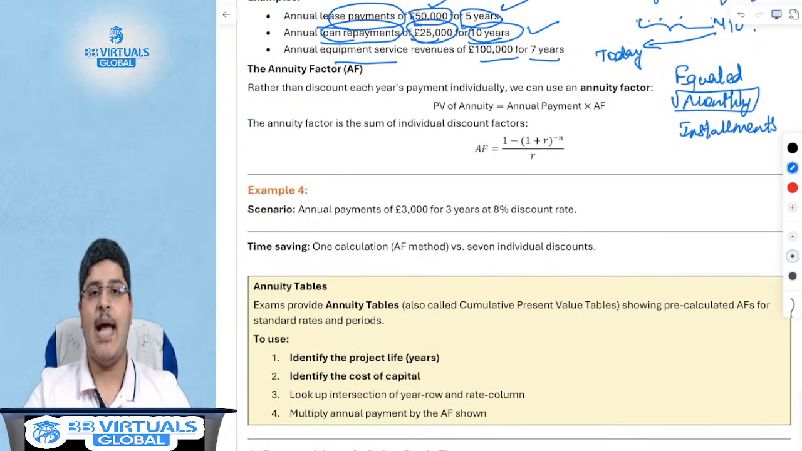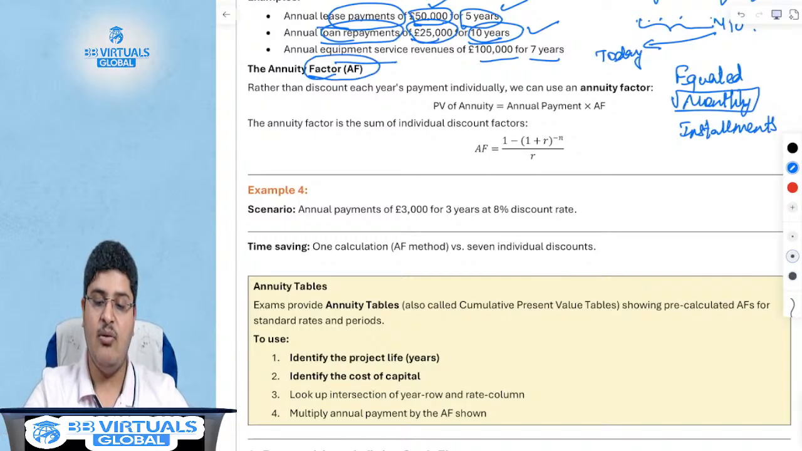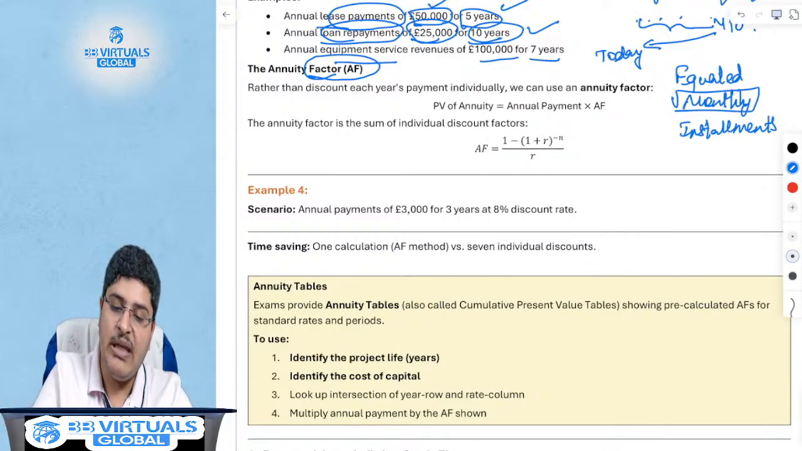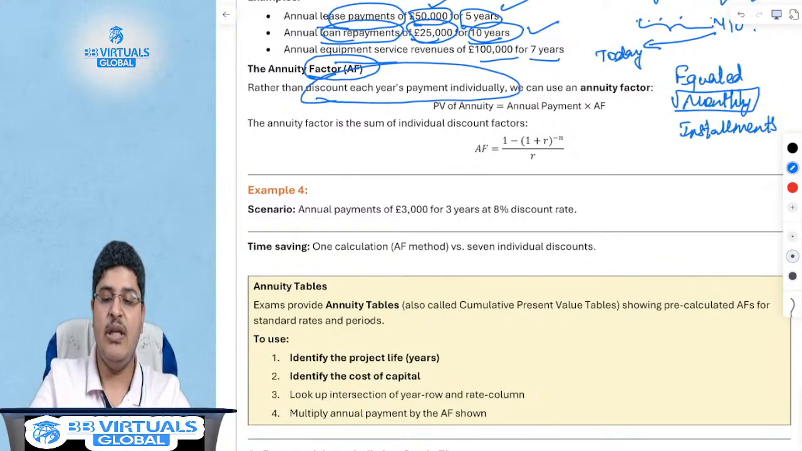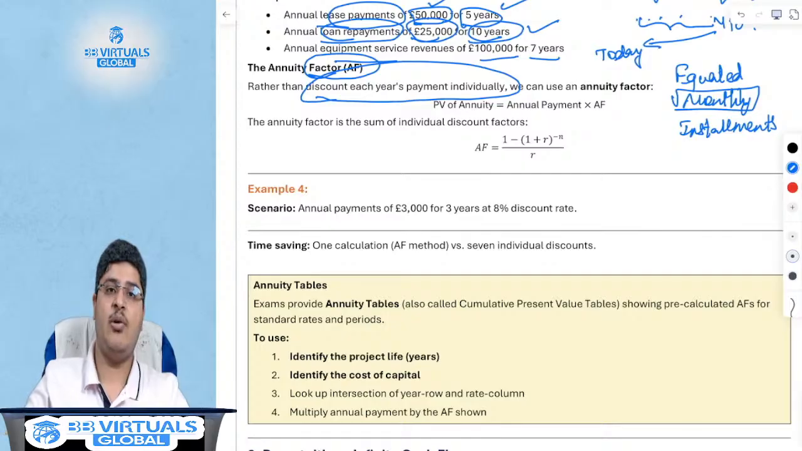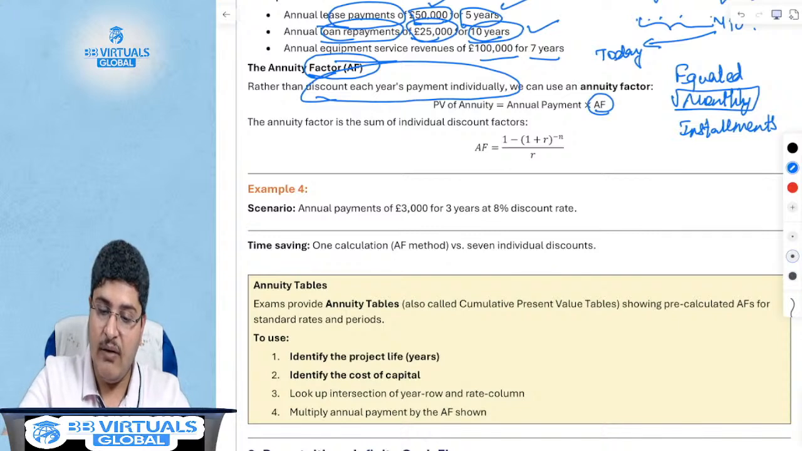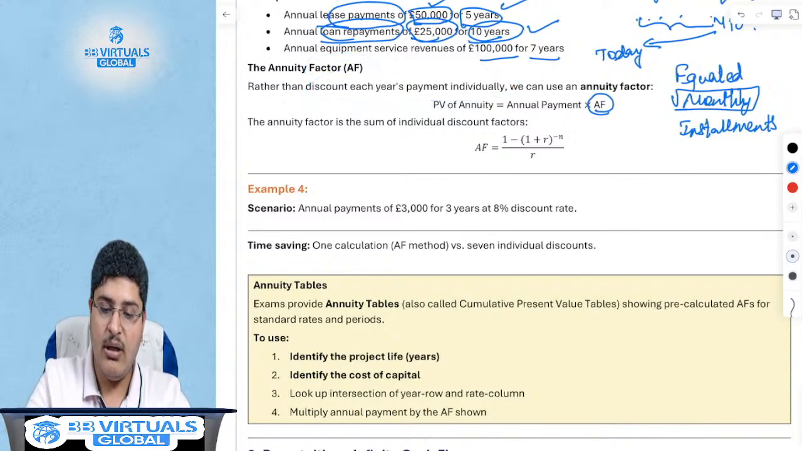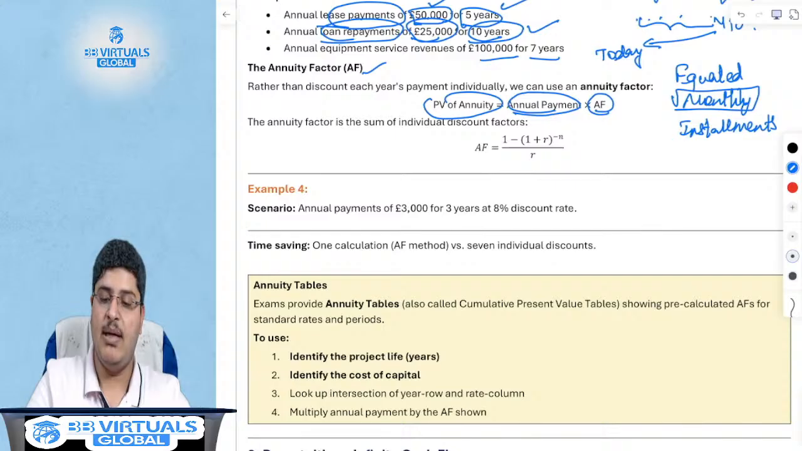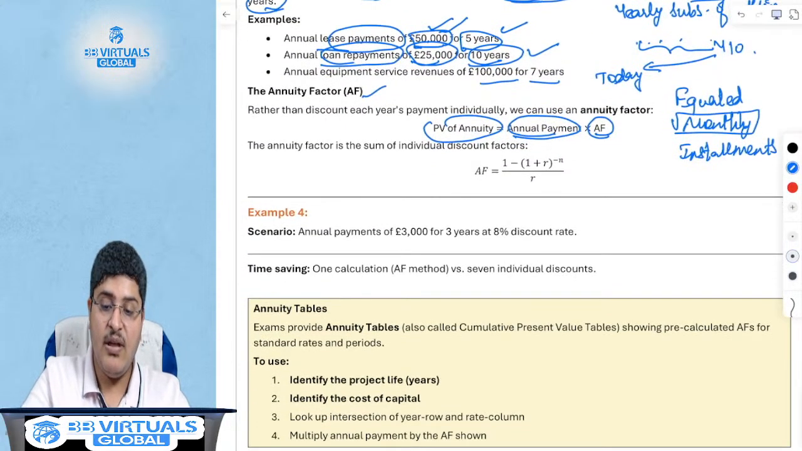So over here, what is the annuity factor? There is a particular annuity factor which helps you discount future equal cash flows to get to the present value. That is nothing but the addition of each year's discount rates. But instead of using each year's discount rate, you will use that annuity factor, and multiply it by the annual payments. In this case, the annual payment is 50,000. You multiply the annuity factor to reach the present value today.